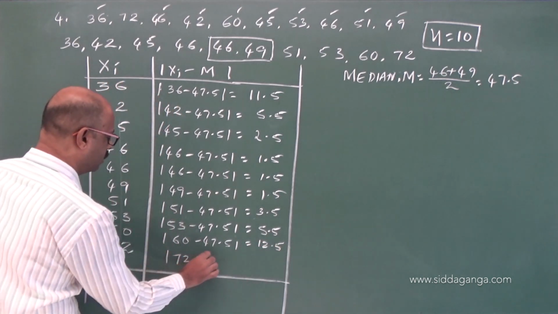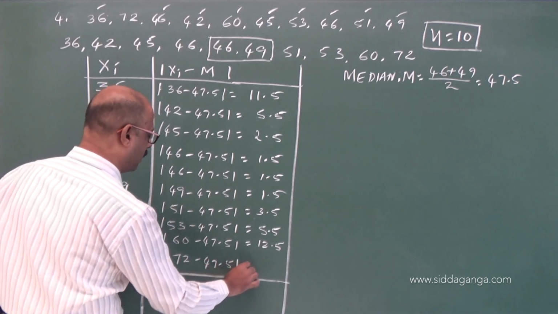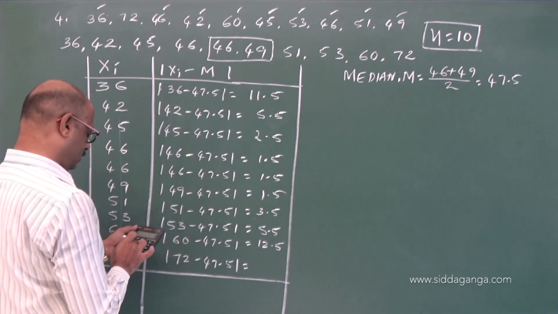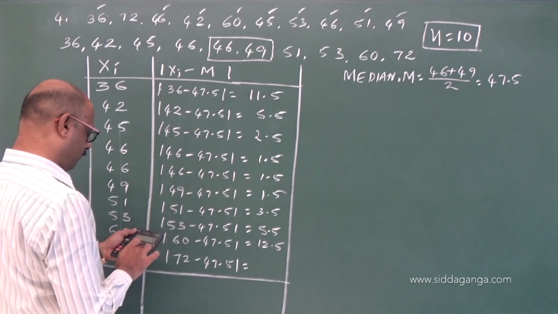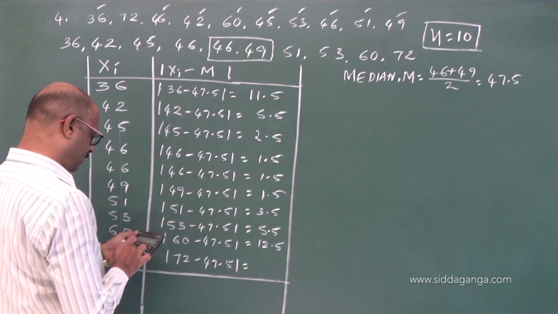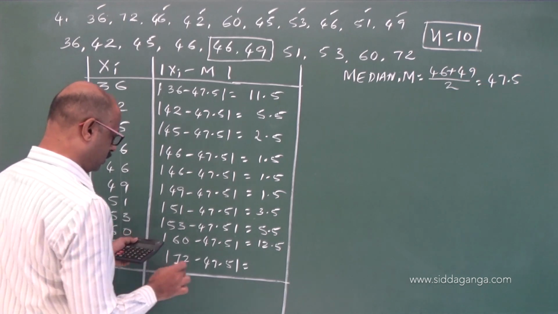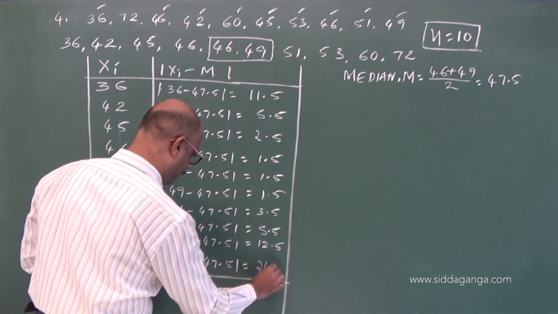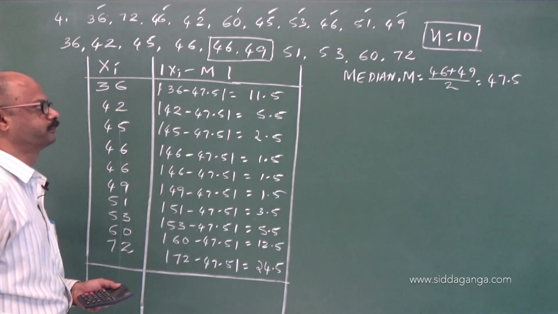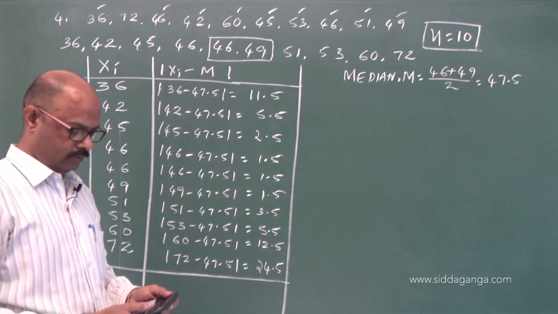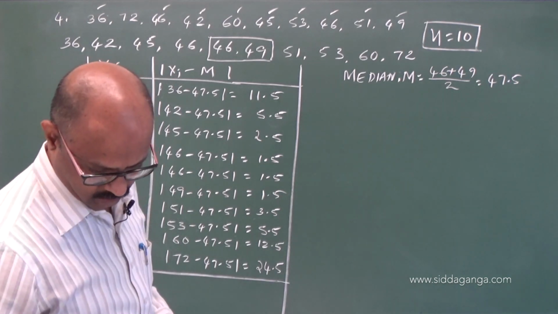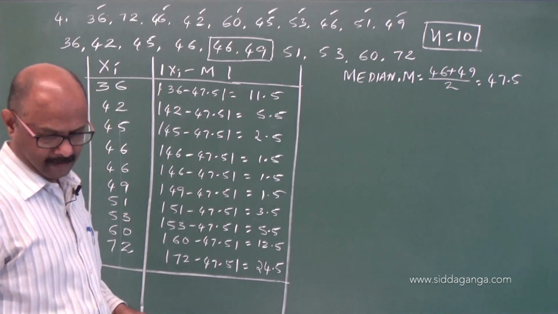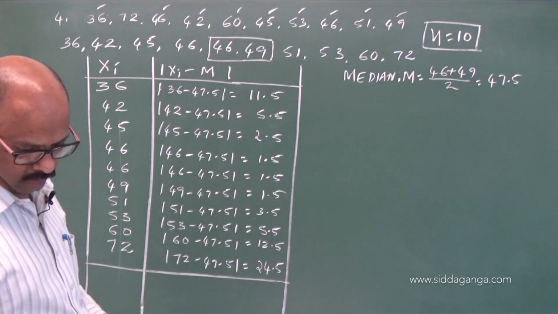Next is 72 minus 47.5, which is equal to 24.5, like this. So subtraction is done like this. Now you go on adding.